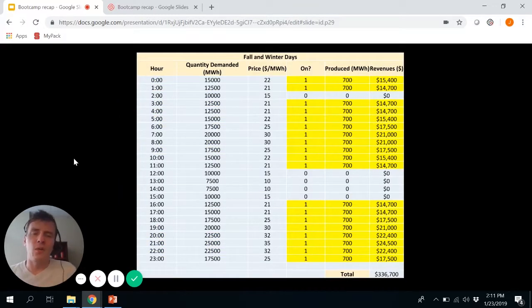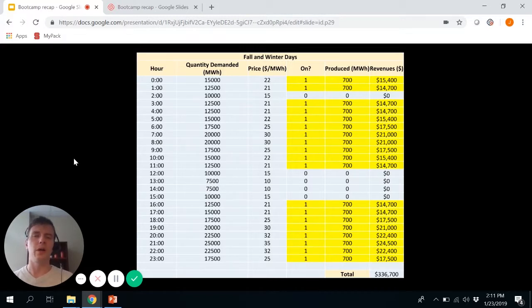So we want to take that one step further. We want to actually figure out how much money the plant would be making. So let's focus again here just on fall and winter days. And here we've added a couple different new columns. We still have those first three columns of the hour of the day, the quantity of electricity demanded, and the price of electricity. And those prices vary throughout the day with demand, because as demand increases, the price tends to go up.